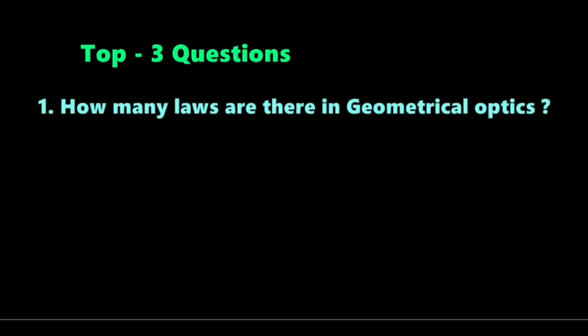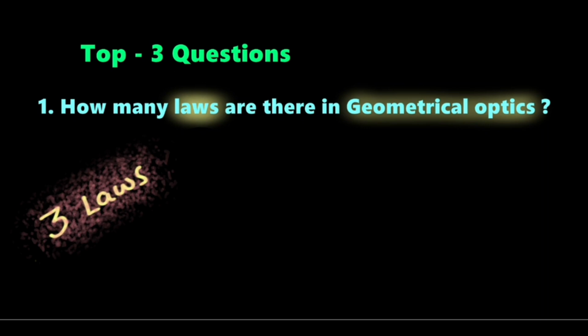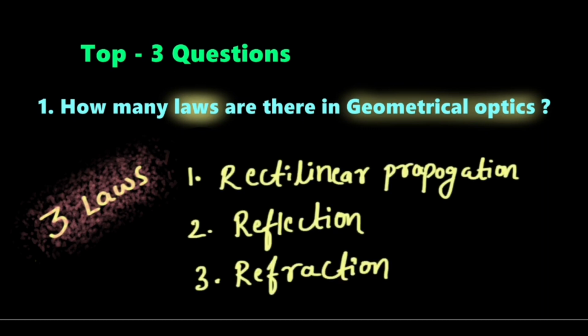Number 1, how many laws are there in geometrical optics? There are 3 laws of geometrical optics. They are, the first one, rectilinear propagation of light, and the next one, law of reflection, third one, law of refraction.